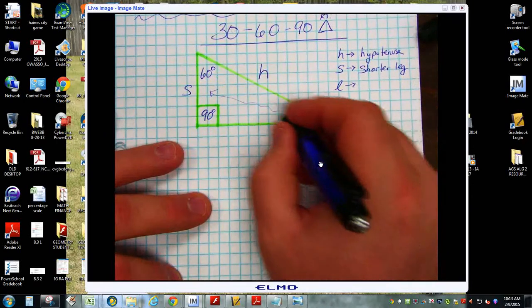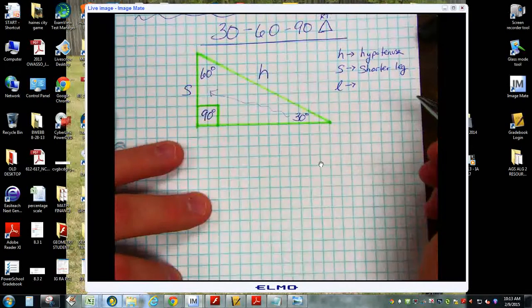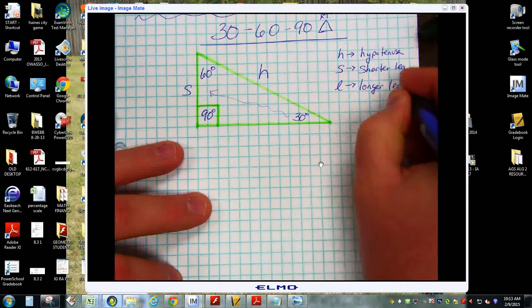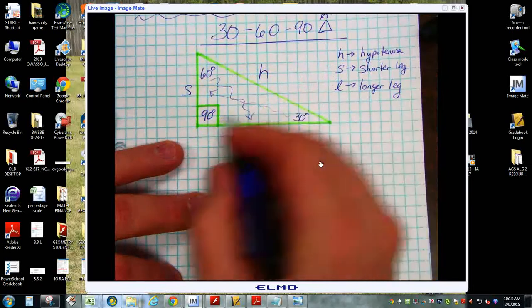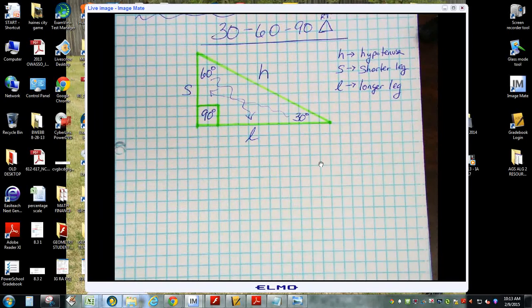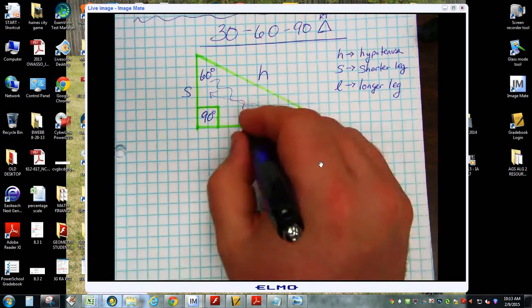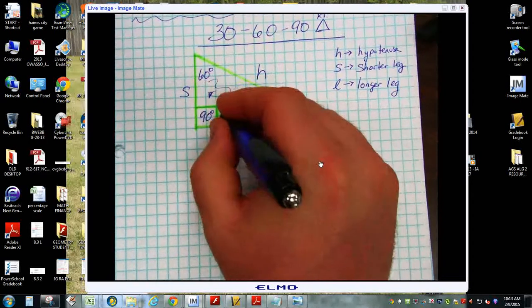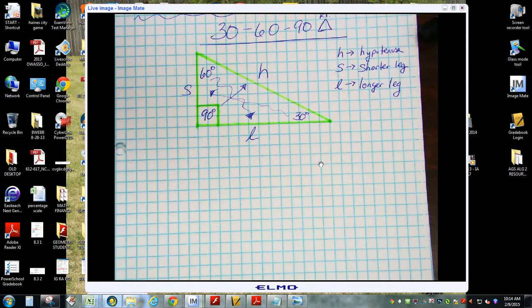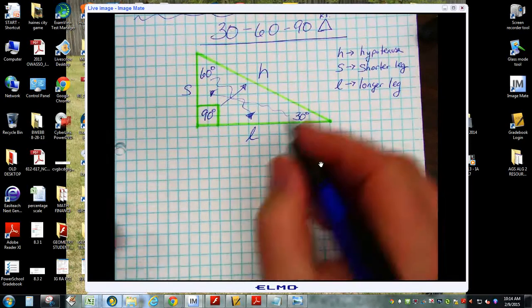Wouldn't that be S, the one opposite the smallest angle? So what would be the longer? L means longer leg, across the biggest angle besides the 90. And they use cursive just because print L's are so hard to write. It looks like a 1, doesn't it, when you write a print L, in my opinion. So you guys see how to recognize the hypotenuse, the shorter leg, and the longer leg. This is very, very important. This is what I want you to do first. Okay?